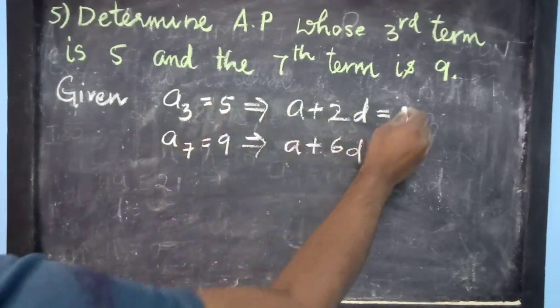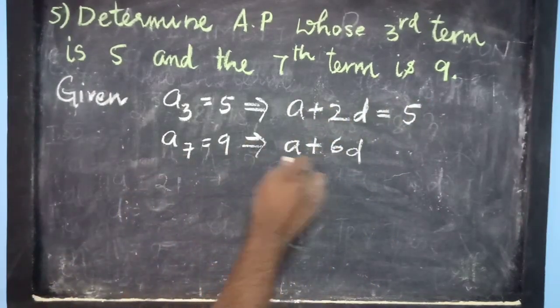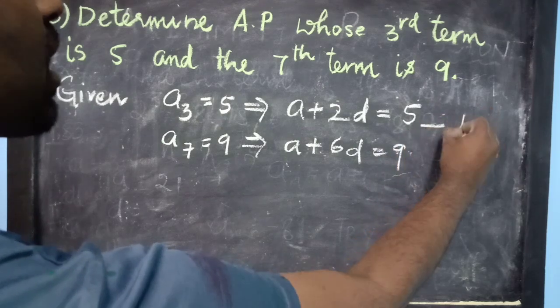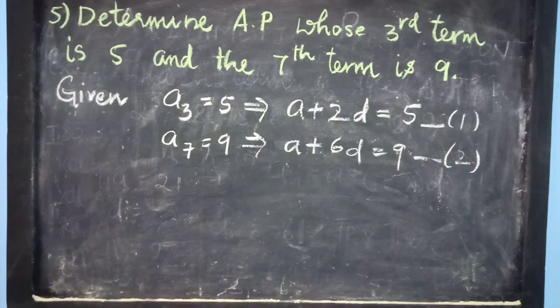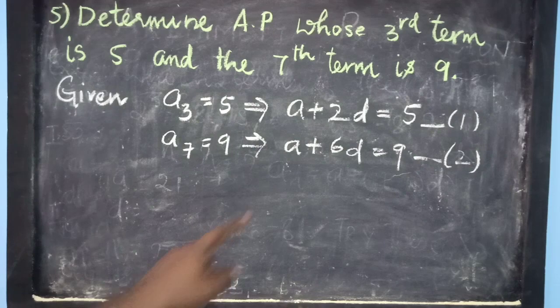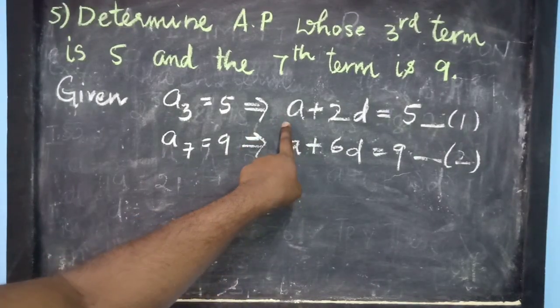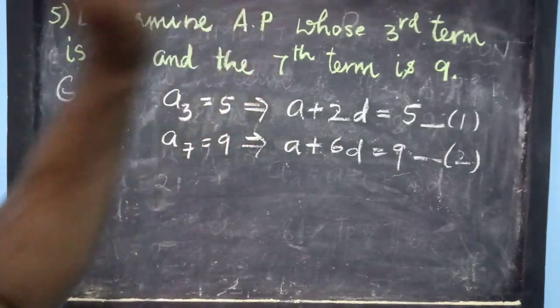Third term is equal to 5, that is a plus 2d equals 5, then a7, a plus 6d equals 9. I will denote them as equation 1 and equation 2. These are the equations in two variables. I should solve these equations to find out the value of a and d, to find out the AP.